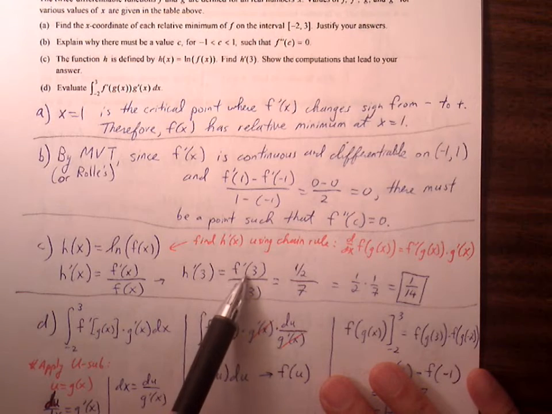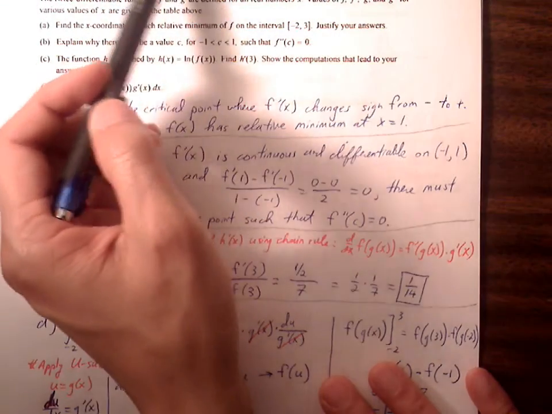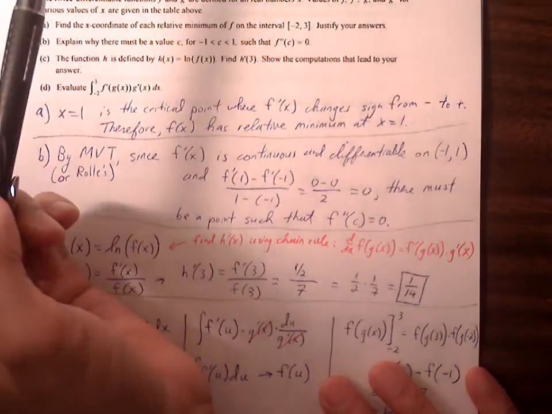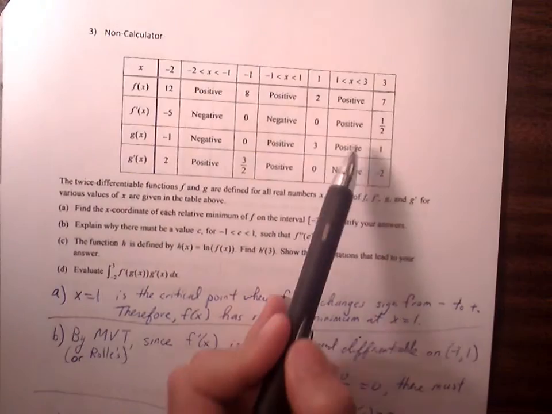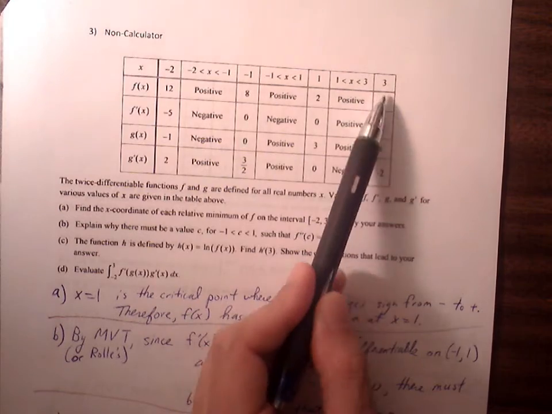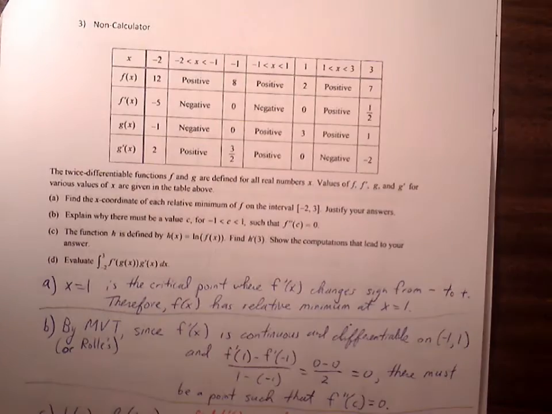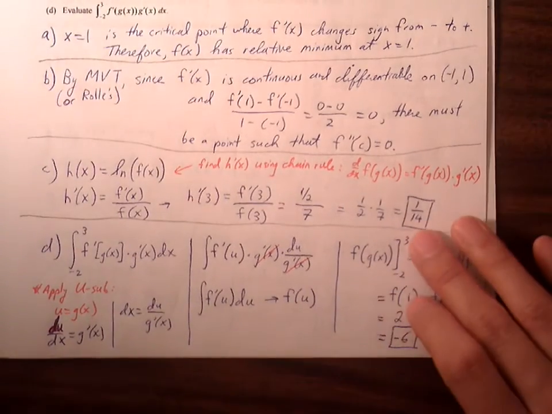We look at our table. f prime of 3 is going to be 1/2, and then f of 3 is going to be 7. So f prime of 3 is 1/2, f of 3 is 7. So we have 1/2 over 7, which reduces to 1/2 times 1/7, which is 1/14.